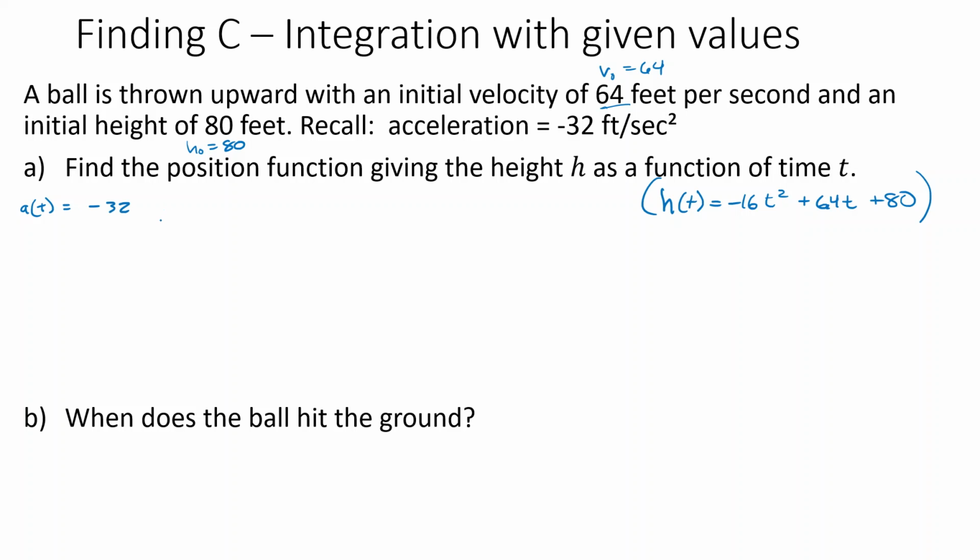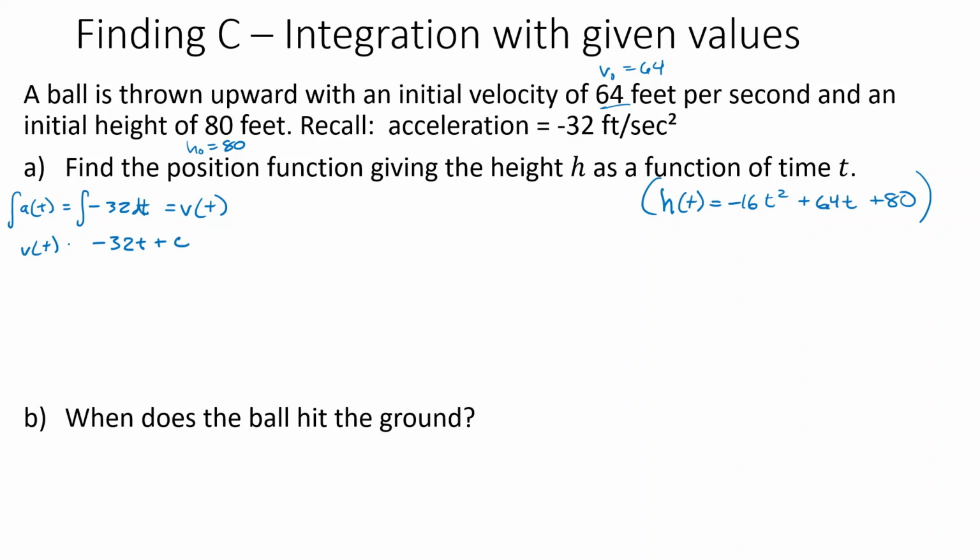is negative 32. And if we integrate this with respect to t, dt here, that should give us our velocity, because the derivative of velocity is acceleration. So the integral of acceleration should give us velocity. So if we integrate just negative 32, we get negative 32t plus a constant c.